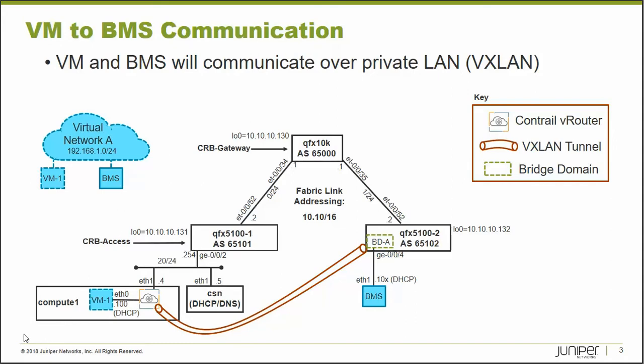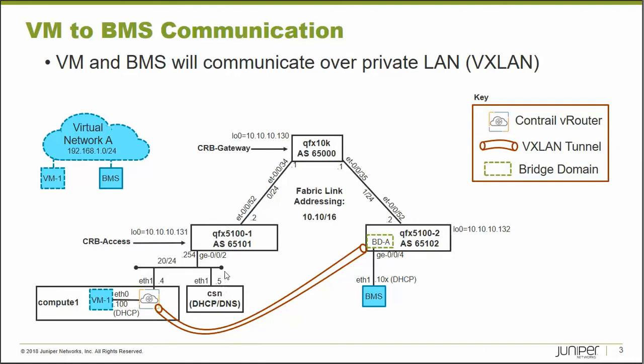This is our objective, and we want the VM and the bare metal server to communicate. But physically, this is what the reality is: we have an IP fabric here, with a spine of a QFX 10K and two leaf nodes of QFX 5100s. There will be a bare metal server hanging off of the ge-0/0/4 interface of QFX 5102. That's where our bare metal server will lie.